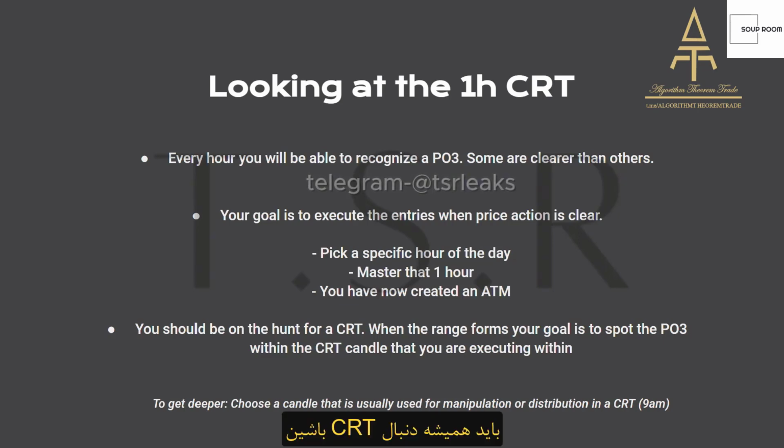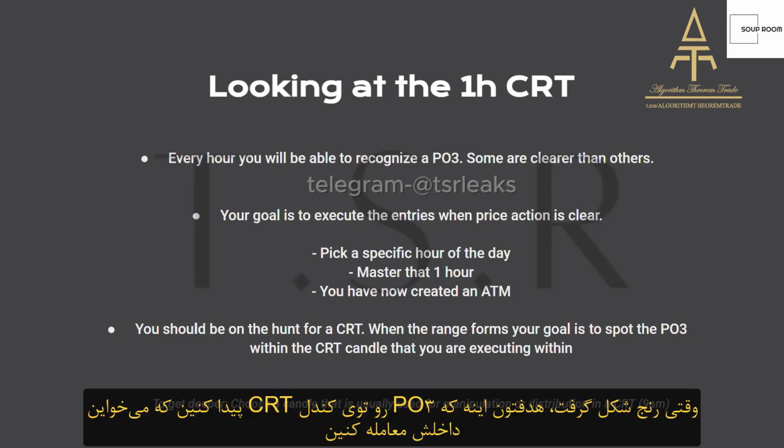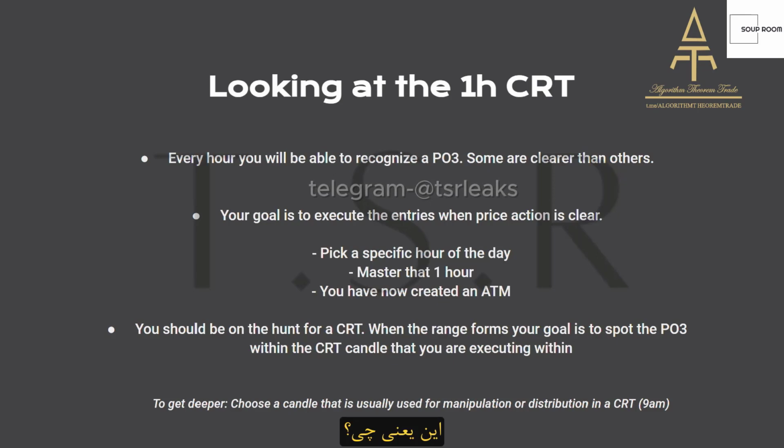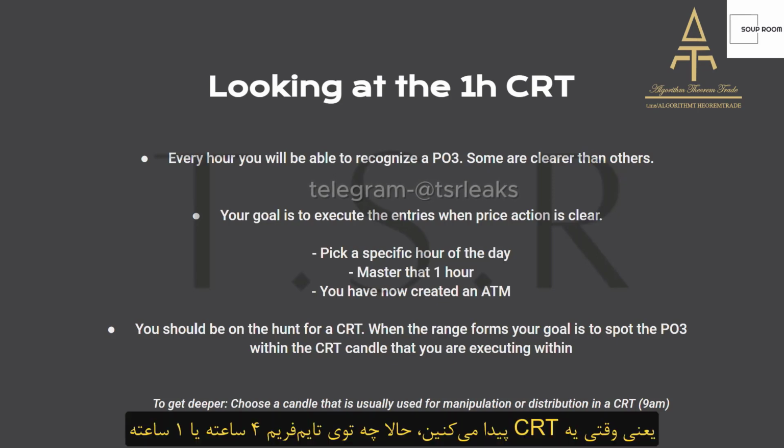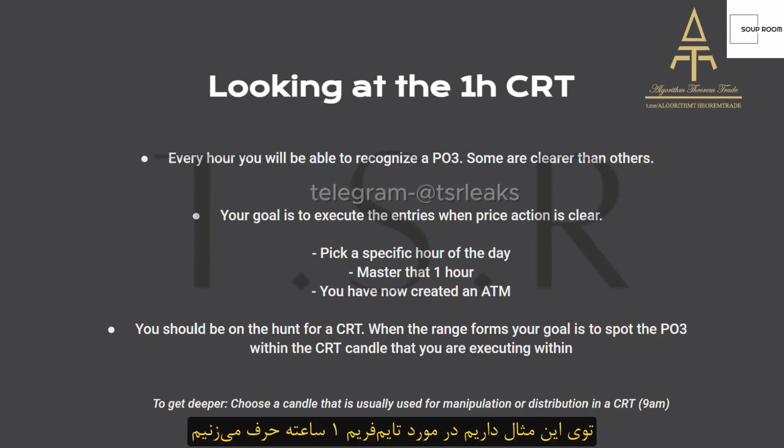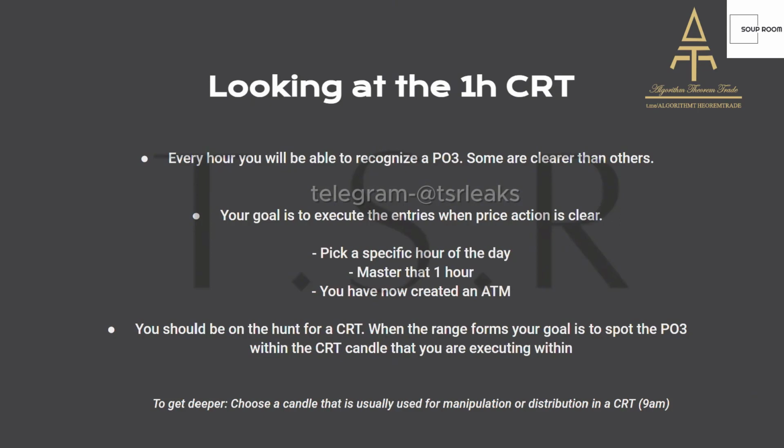You should be on the hunt for a CRT. When the range forms, your goal is to spot the power of 3 within the CRT candle that you are executing within. What does this mean? This means once you find a CRT, whether that be on a 4-hour time frame or a 1-hour time frame, in this example we are talking about the 1 hour.